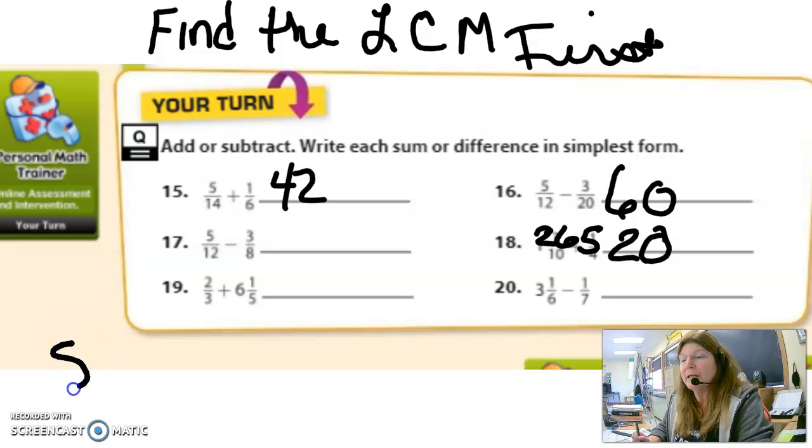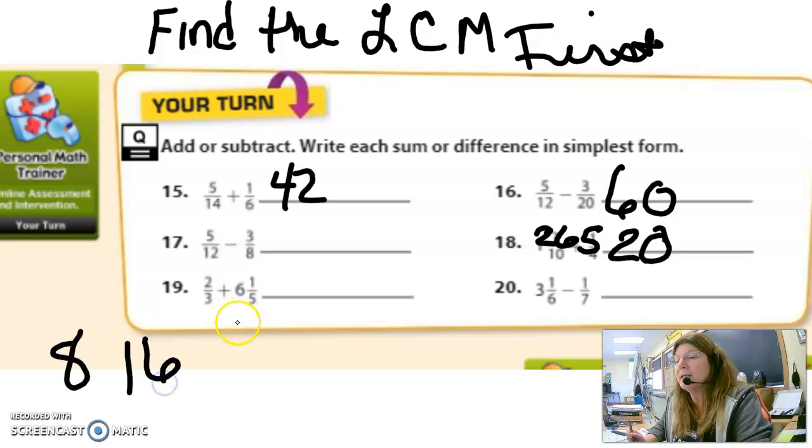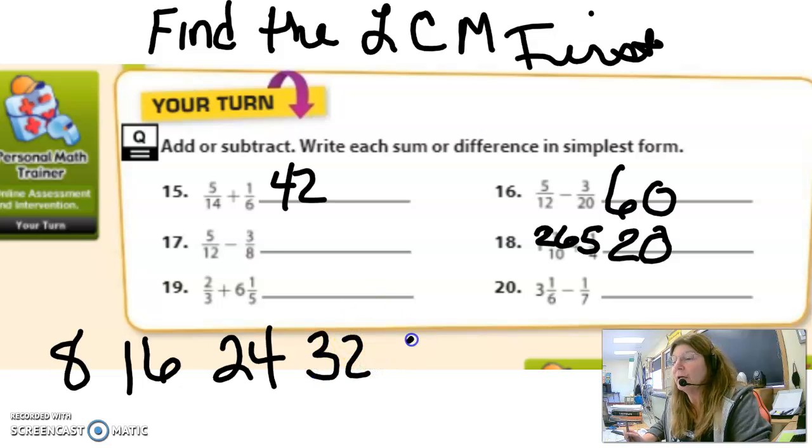So we have 8. 8 times 2 is 16. 8 times 3 is 24. 8 times 4 is 32. 8 times 5 is 40. Okay. Am I going to have to go up any further than that? Probably. So 8 times 6 is 48. 8 times 7 is what? 56, and 8 is 52.